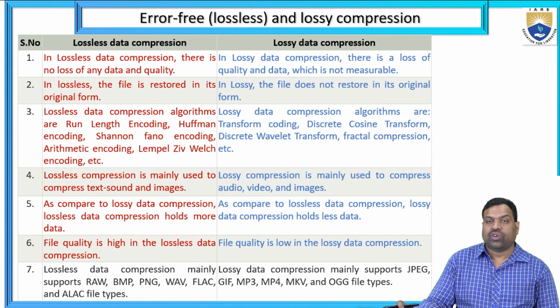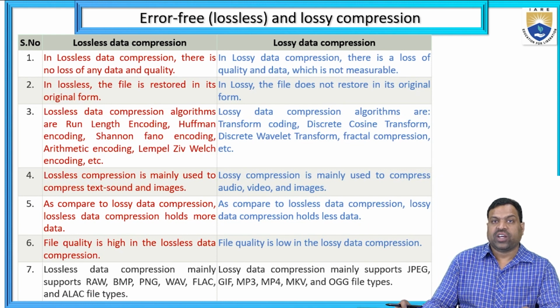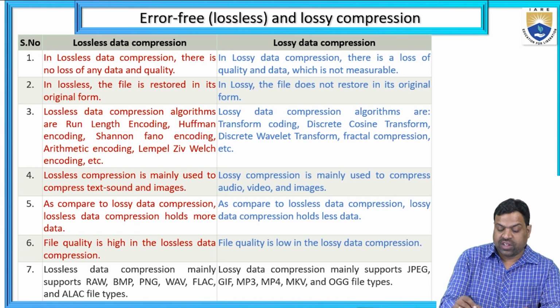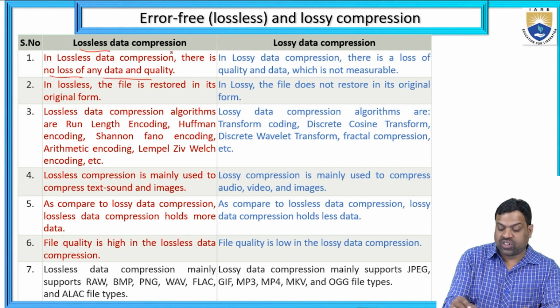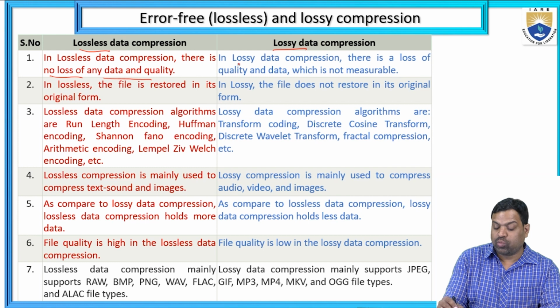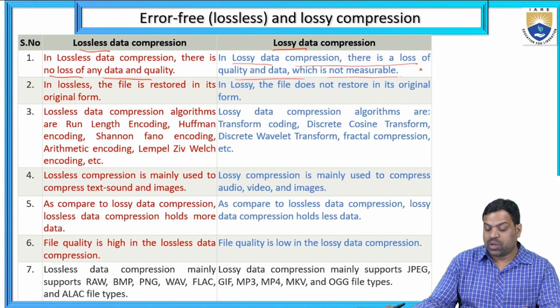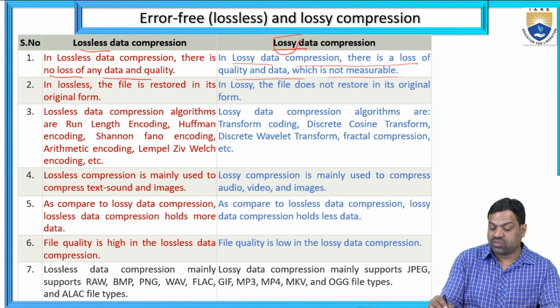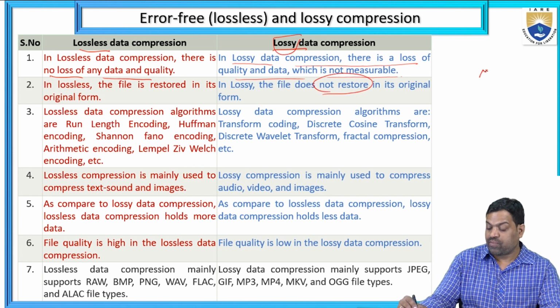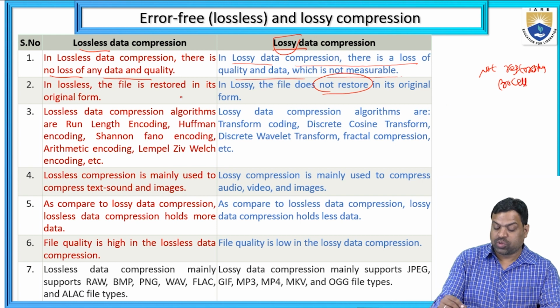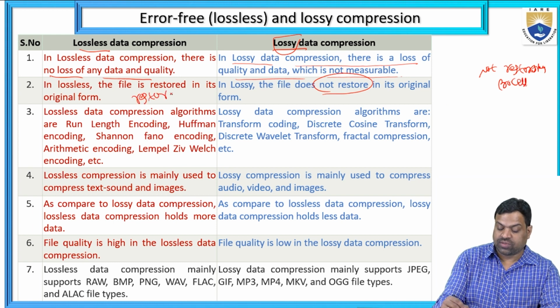Some more differences of lossy and lossless comparison. In lossless data compression, there is no loss of any data and quality. No loss of data. Why? Because it is lossless. But lossy means the data may be lost. In lossy data compression, there is a loss of quality and data which is not measurable. In lossy, the file does not restore its original form. No restoration process. But here restoration is available.